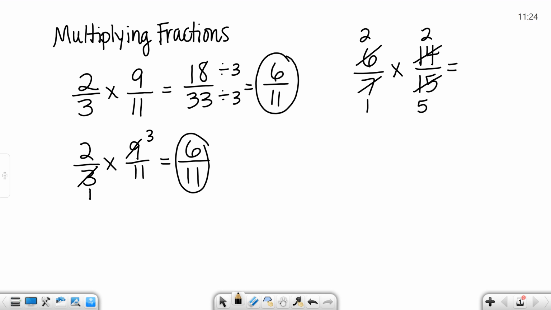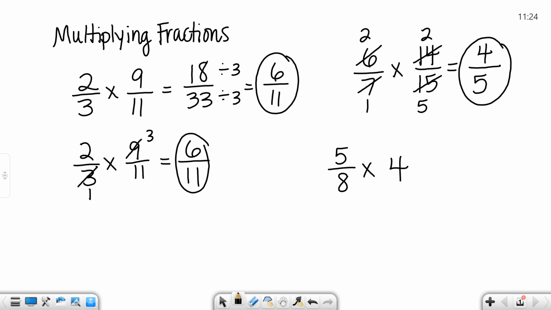Now, when we multiply our numerator times our numerator, we get 4. Denominator times denominator, we get 5, and our answer is 4/5. No reducing required. All right, what about if we have 5/8 times the whole number 4? Well, anytime we have a whole number, it can be rewritten as a fraction by putting the number over 1. We want to do that so it's clear what number is in the numerator and what number is in the denominator. Then we can do our canceling.